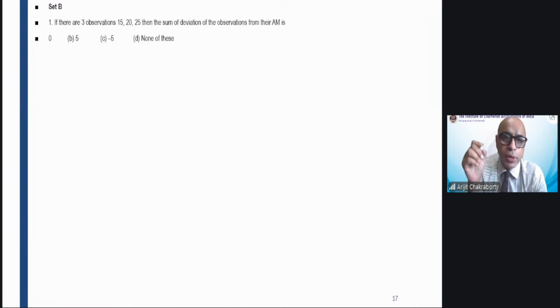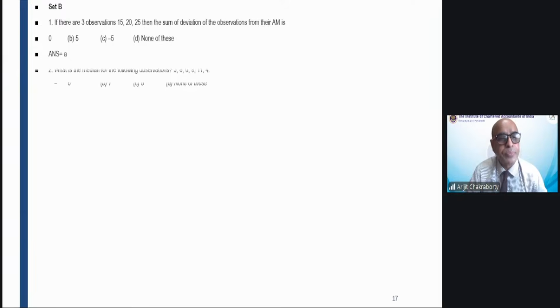Now, what is the sum of the deviations from their AM? Deviation we know is x minus A. Here A is 20. So 15 minus 20 gives you minus 5. 20 minus 20 is 0. 25 minus 20 is plus 5. If you find the sum of these 3 deviations, minus 5, 0 and plus 5, you get 0. So for 3 observations 15, 20, 25, the sum of the deviations, answer is 0. Option A is the right answer.